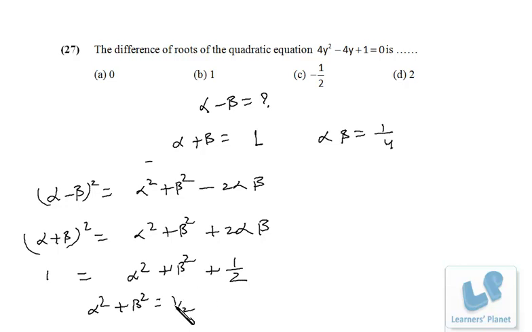Right? Now I put the value of alpha square plus beta square over here, and I'll get the value of alpha minus beta whole square. So alpha minus beta whole square is alpha square plus beta square, so it's 1 by 2 minus 2 into alpha beta, which is 1 by 4, right? So it's half minus half, that's 0. That means alpha minus beta whole square is 0, so alpha minus beta is 0, right? That means the difference of the roots is 0. I hope you are getting me now.